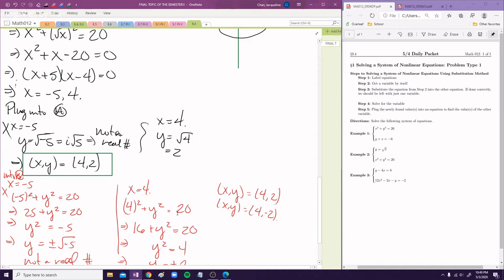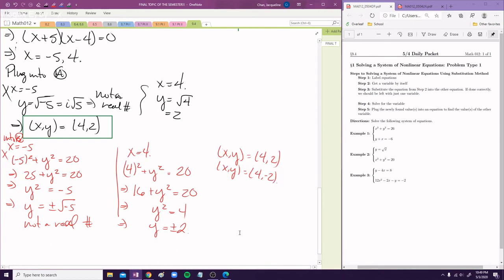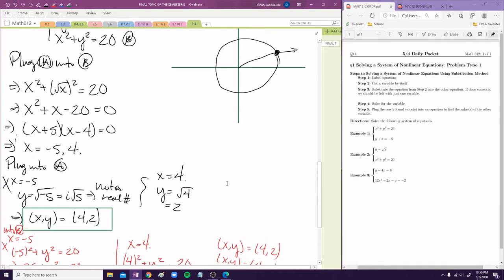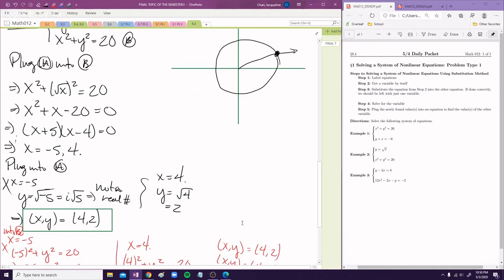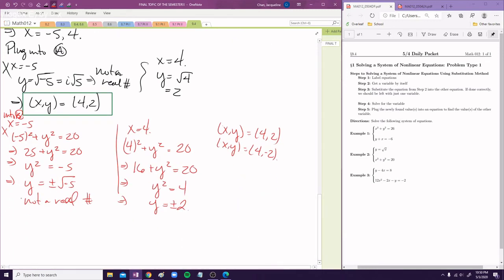But that's not always the case. So that's why you would have to plug this into both systems to make sure that they're correct. Because when you do that, for example, I already know that this one's true, right? So let's look at, I'll change to a different color, xy is equal to 4, -2.